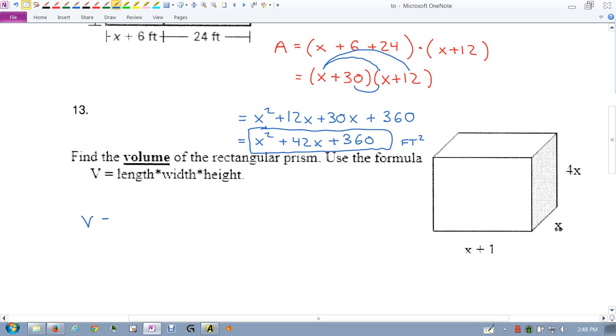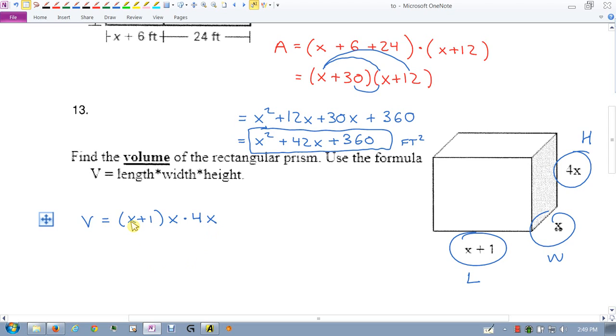So our volume here would be, we just pick which of these we want to call length, width, and height. It does not matter. I'll call this length, I'll call this width, I'll call this height. LWH. So what is my length? X plus 1, I put in parentheses, times the width, which is x, times 4x. Now I didn't put the x or the 4x in parentheses because there's only one term, so I don't need it in parentheses. You have to put the x plus 1 in parentheses.